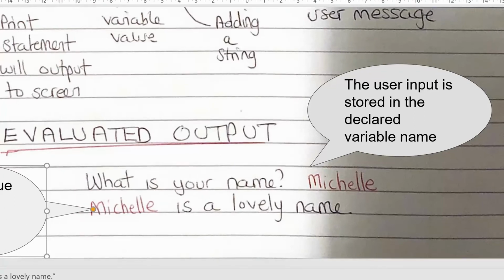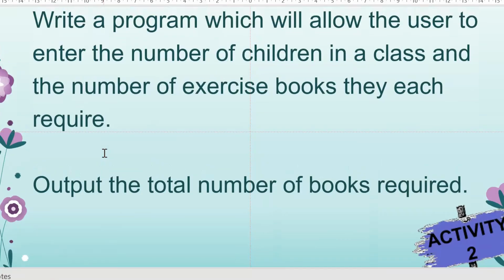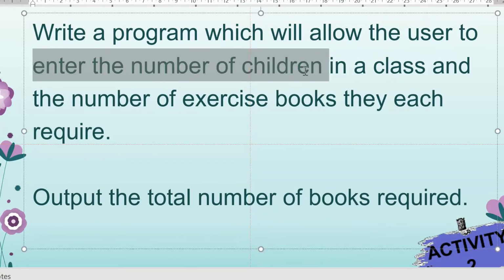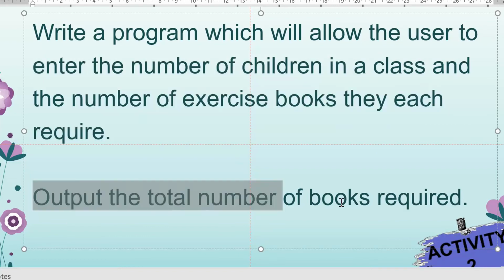Okay, so the idea that you've got this level of detail in your books is really important, because when it's time to do your revision, etc., this stuff is what's going to help you remember what you've done a year ago or 6 months ago. Okay, right, so activity 2 then is the focus of this video, and it's really writing a program that will allow the user to enter the number of children in a class and the number of exercise books they each require, and then you've got to total the number of books.